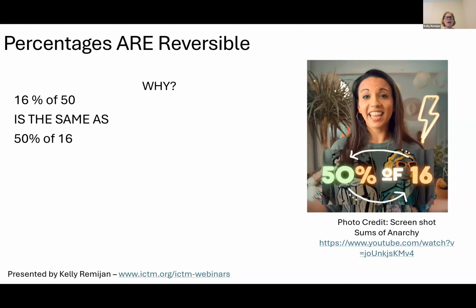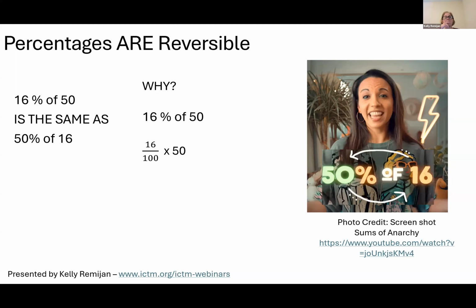Why does this work? Talking about this, there's a math discussion that can occur on why this works. Again, the why is important, not just an answer, but the why. How did you come up with that? If we look at 16% of 50, what is 16%? 16% can be thought of as 16 over 100. That's what percent means, per 100. Of can be multiply. So we have 16 over 100 times 50.